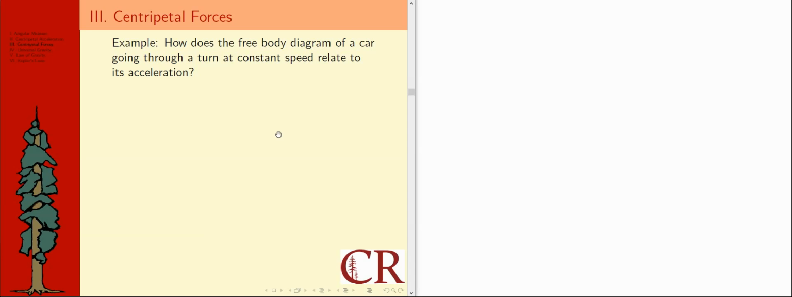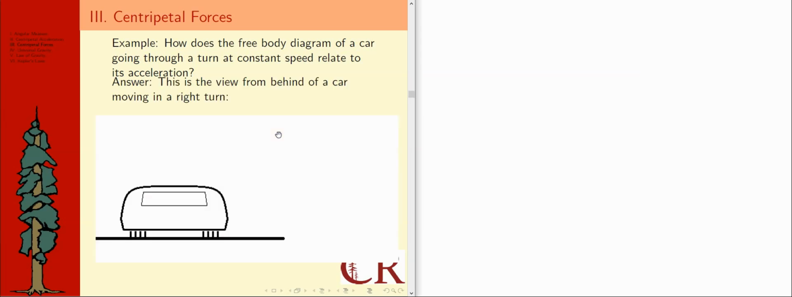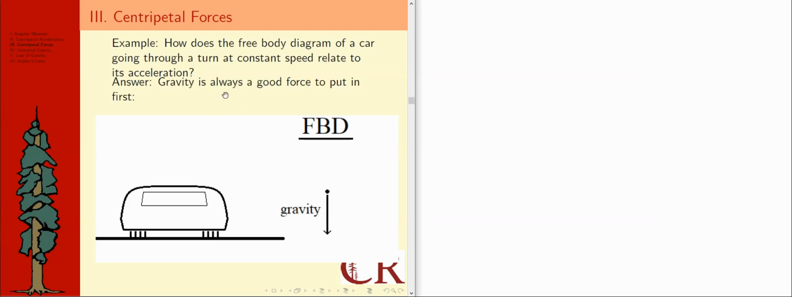I've actually got some pictures here in the slide, so I'm just going to go ahead and show the answer for this. It starts here with the view from behind of a car, and it's saying it's moving in a right turn. So what does that mean? I think that means the acceleration is going to point rightward, but we're going to start with the FBD here and put in a system point, and we're going to have gravity. We're going to put in a normal or support force. All of those make sense to be there, right?